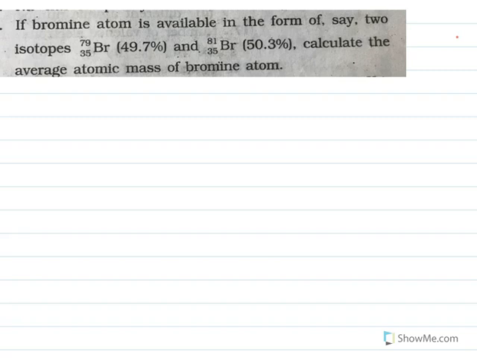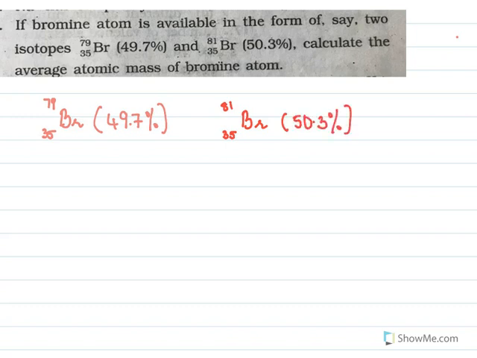If the bromine atom is available in the form of, say, two isotopes, bromine 79 and bromine 81, calculate the average atomic mass of the bromine atom. So we have two kinds of bromine atoms. One is bromine 79, the number is 35, and the percentage of this is 49.7%. And we have another bromine, which is also 35, because for isotopes the number is the same but the mass is different, is 81, and this is 50.3%.